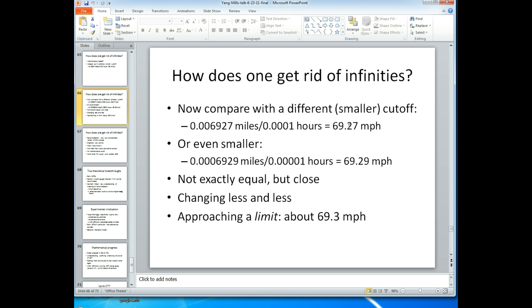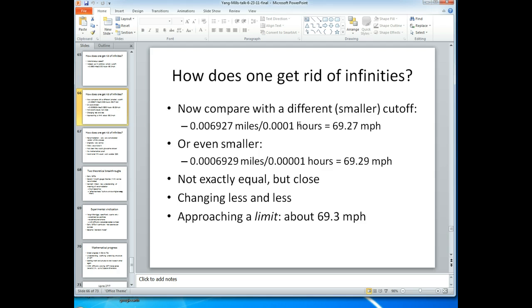And in any reasonable situation, if you hire people with finer and finer and finer stopwatches, these numbers are going to get closer and closer and closer to each other. They'll change less and less. They'll approach what's called a limit. There's going to be a trend in these numbers for the speeds, and it looks like the instantaneous speed you've got is about 69.3 miles per hour. So this is a fundamental idea in mathematics.